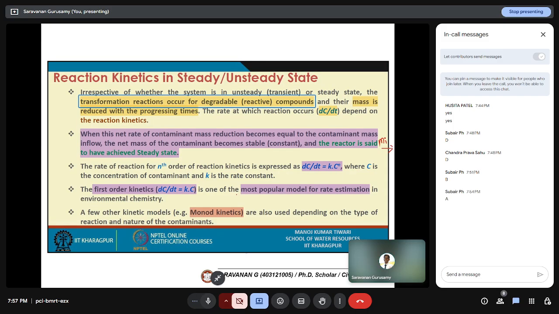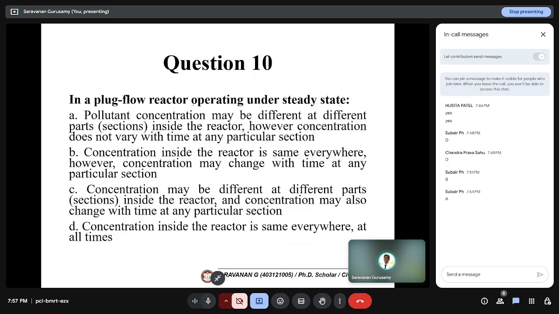First order kinetics: dC by dt equal to K into C, or directly proportional to C. The proportionality is converted into a constant. In a plug flow reactor operating under steady state, at any point the concentration is the same at any time. Pollutant concentration may differ at different sections, but inside the reactor, concentration does not vary with time at any particular section.